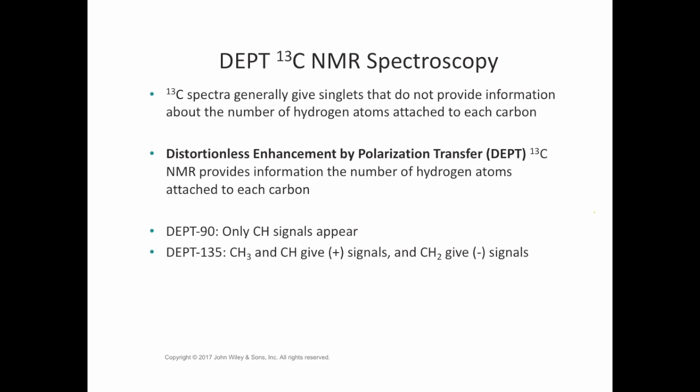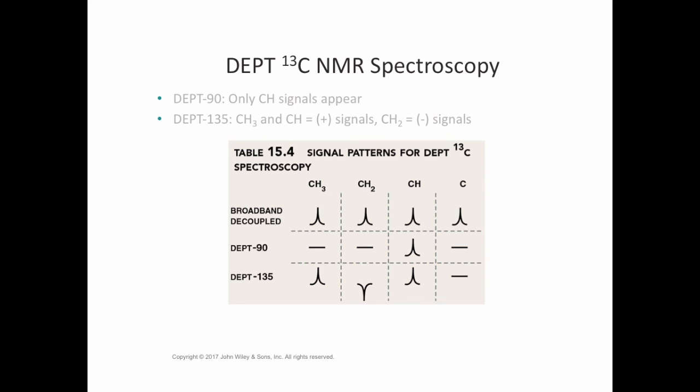There is an additional type of carbon-13 NMR that you could do called a DEPT, which stands for distortionless enhancement by polarization transfer. And if you do a DEPT 90, only CH signals will appear, carbons attached to one hydrogen. If you do a DEPT 135, CH3 and CH signals are positive signals, whereas CH2 signals give negative signals. So for example, if you did a DEPT 90, you would only get signals for CH, but if you did a DEPT 135, you would get positive signals for these groups and a negative signal for that group.